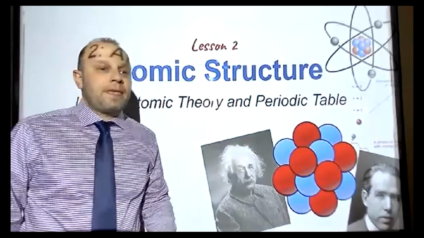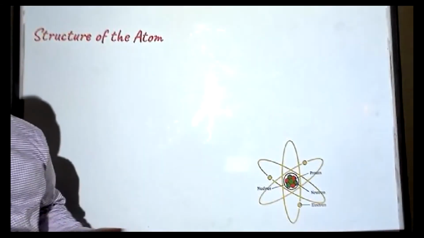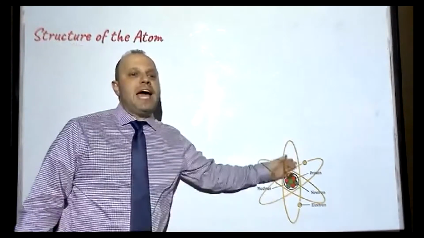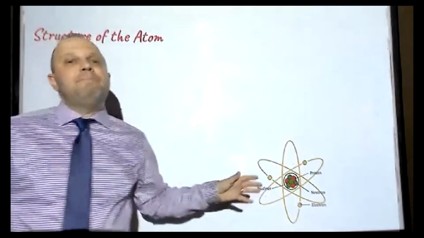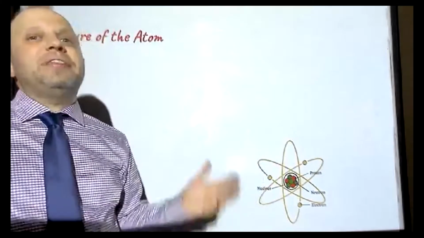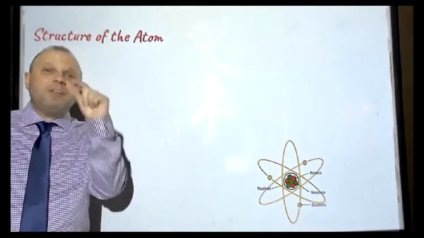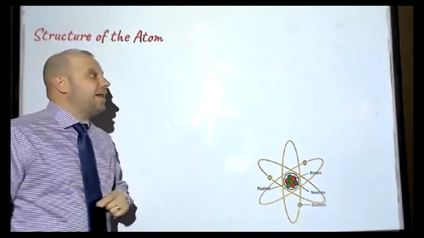What we're going to do today is we're going to talk about the structure of the atom. So here's just a picture of what an atom looks like. We saw that same picture back on Monday when we were talking about the history of the atom. But today what we're going to talk about is the subatomic particles that make up an atom.